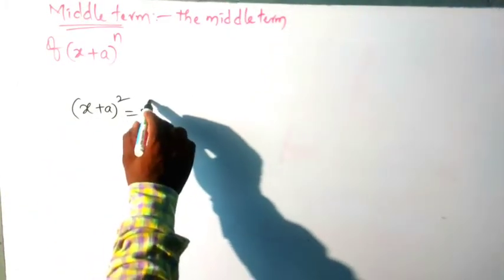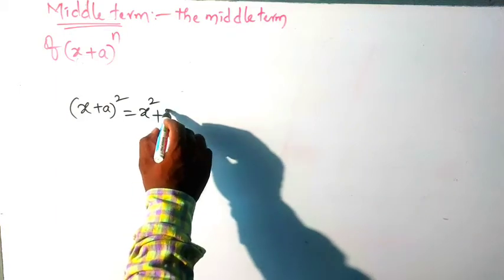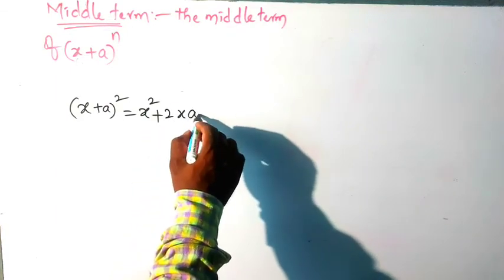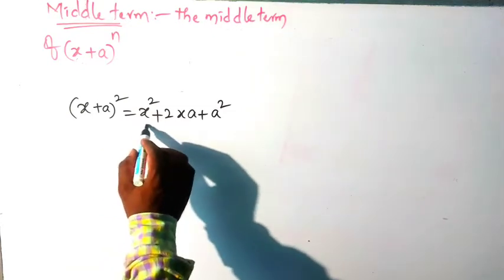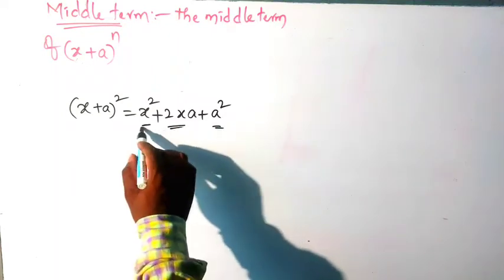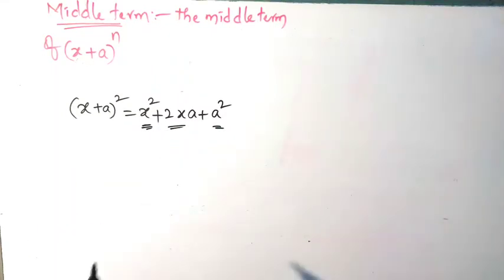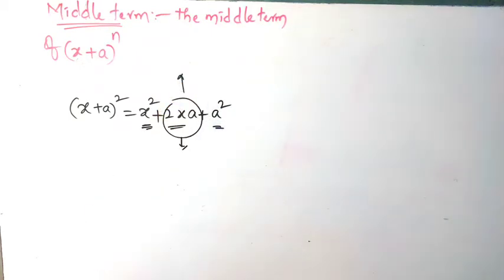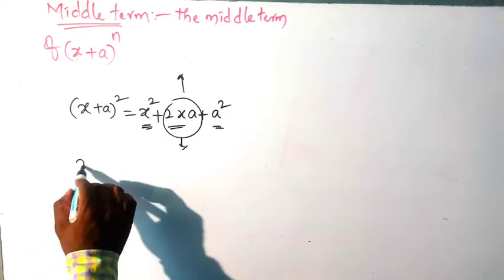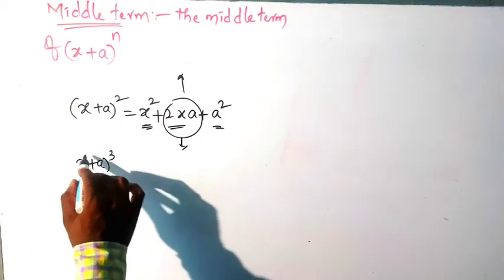So x square plus 2xa plus a square we get here. So (x + a)^2 is nothing but x square plus 2ab plus b square, that is nothing but a square plus b square plus 2ab. So x square plus 2xa plus a square we get here. In this expansion 3 terms are there. So how many middle terms exist here? Only one is the middle term. This is the middle term, 2xa.